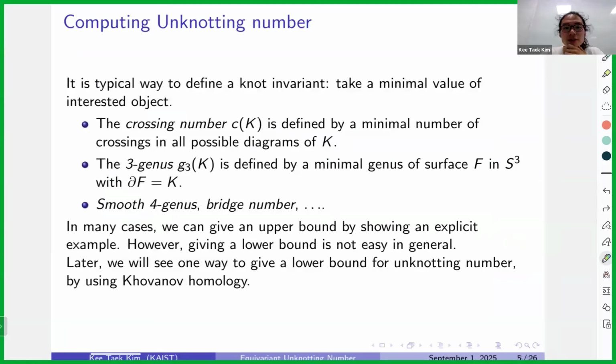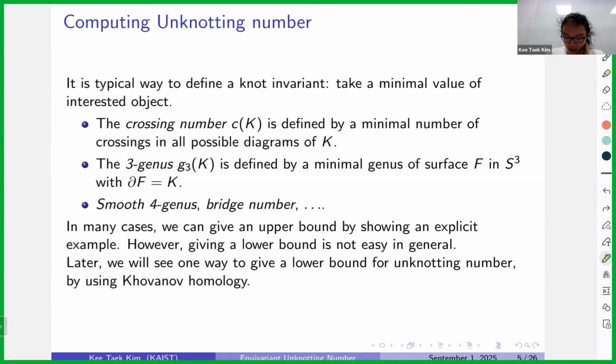It is a typical way to define a knot invariant by taking some minimal value of something of interest. For example, the crossing number of a knot K is defined as the minimal number of crossings in all possible diagrams of K. And the important invariant, the 3-genus of K, is defined by the minimal genus of a surface F in S3 which bounds the given knot. And there are so many invariants, like smooth four-genus or bridge number, and so on.